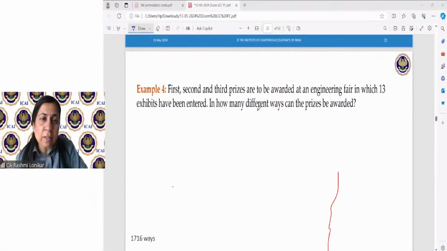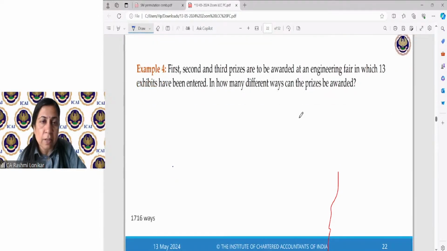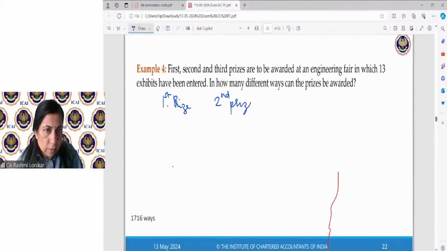Now, first, second, and third prizes are to be awarded at an engineering fair in which 13 exhibits have been entered. In how many different ways can the prizes be awarded? Okay. So I have the first prize. I have the second prize and third prize. Okay.